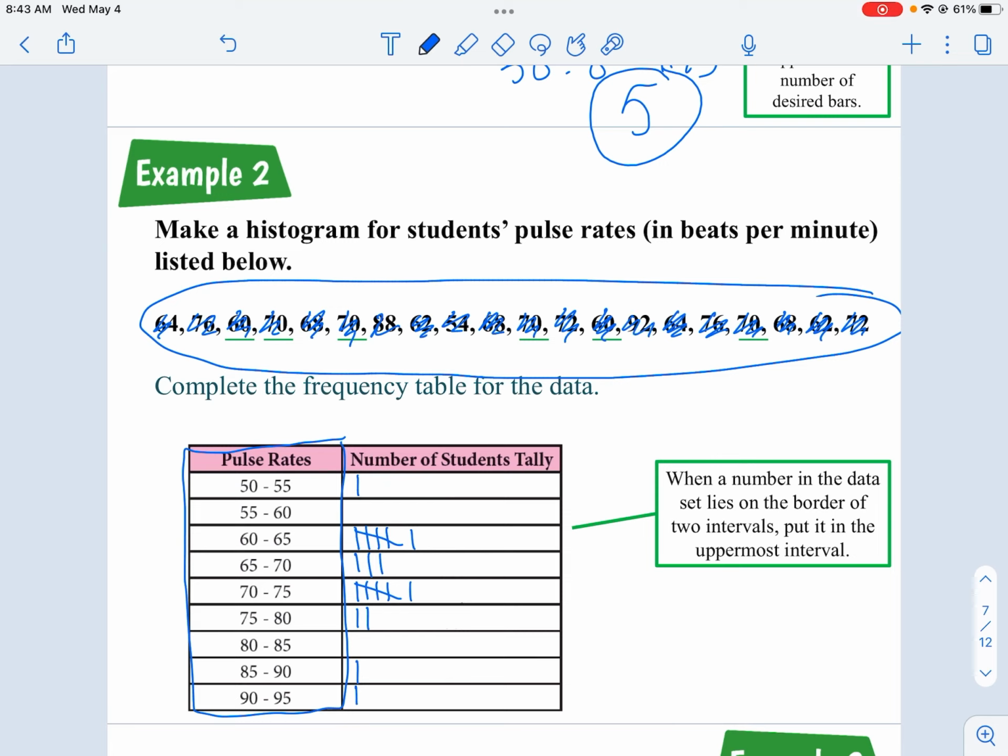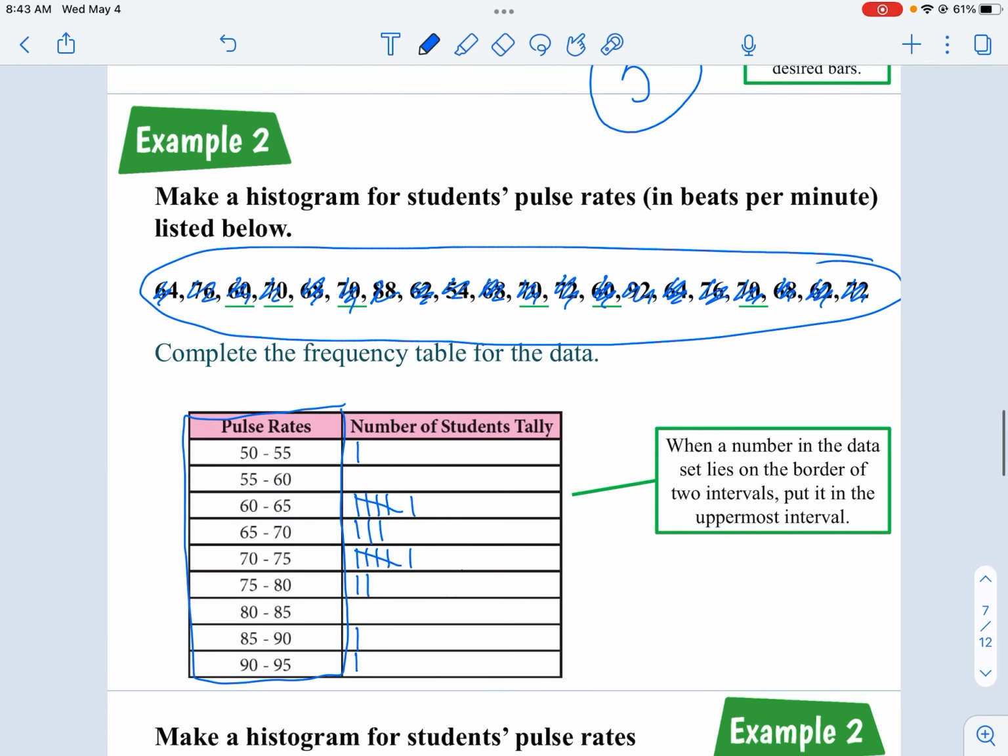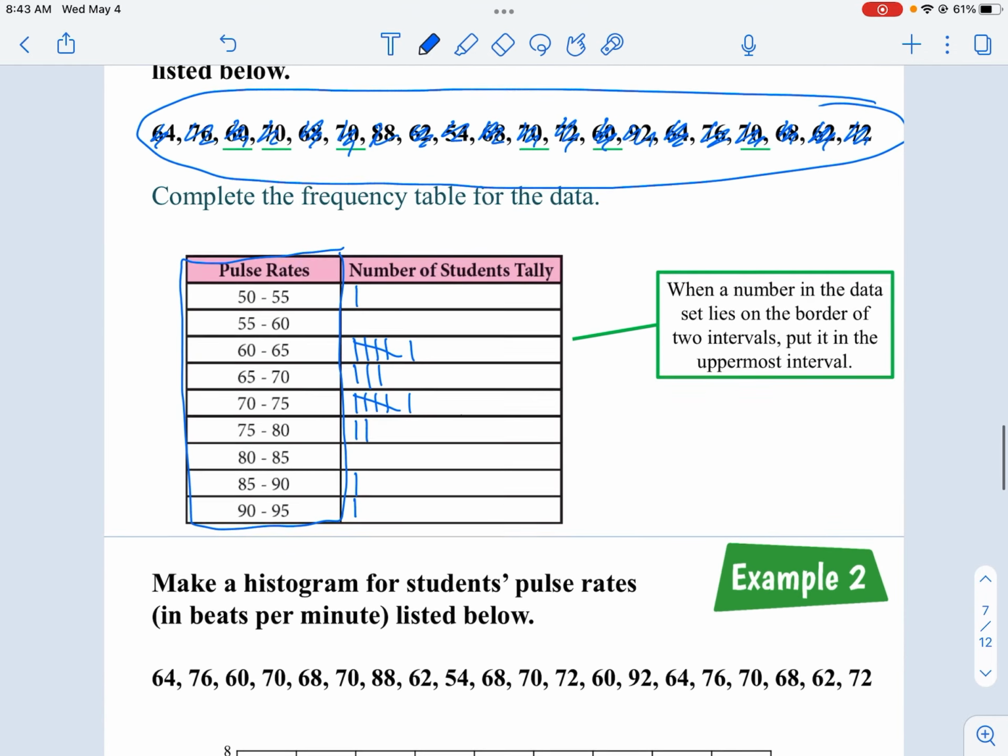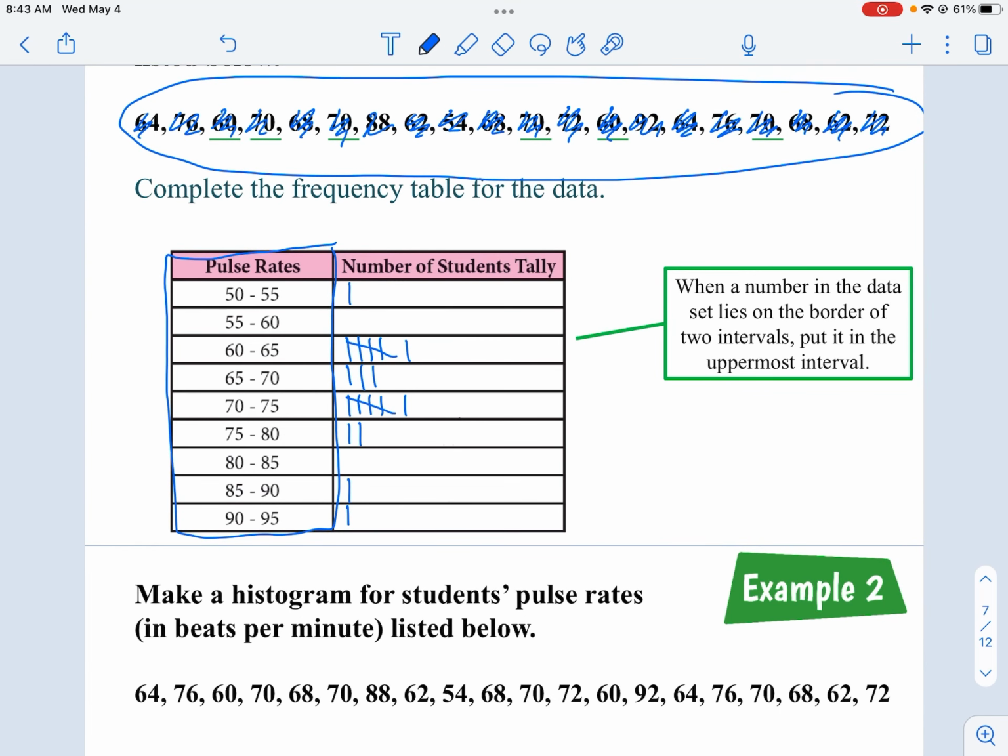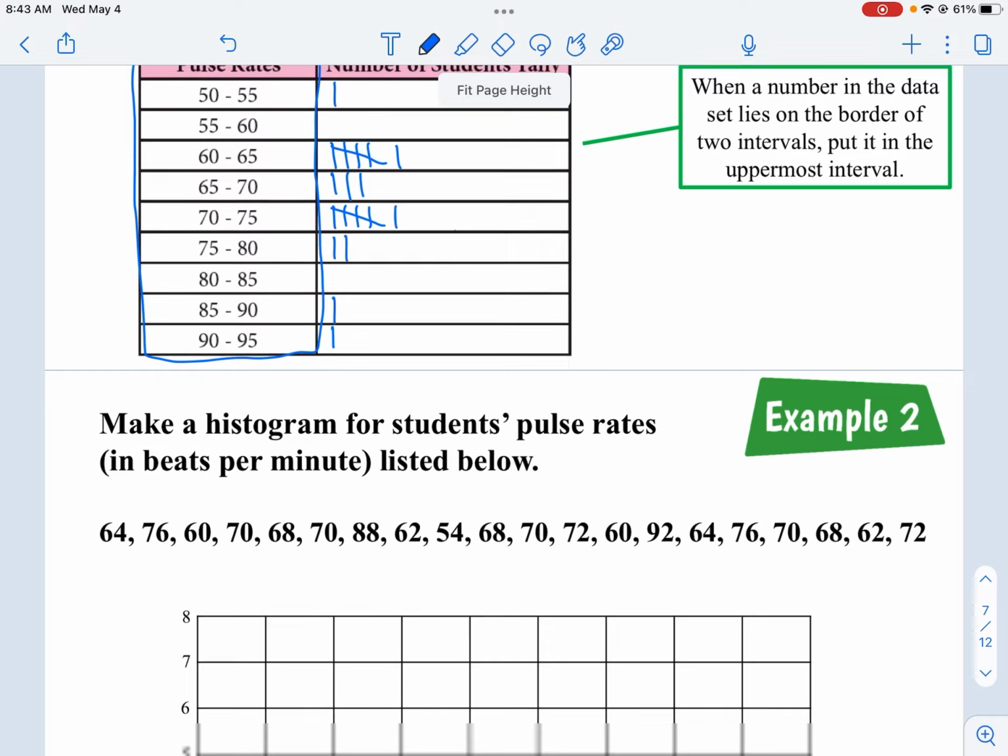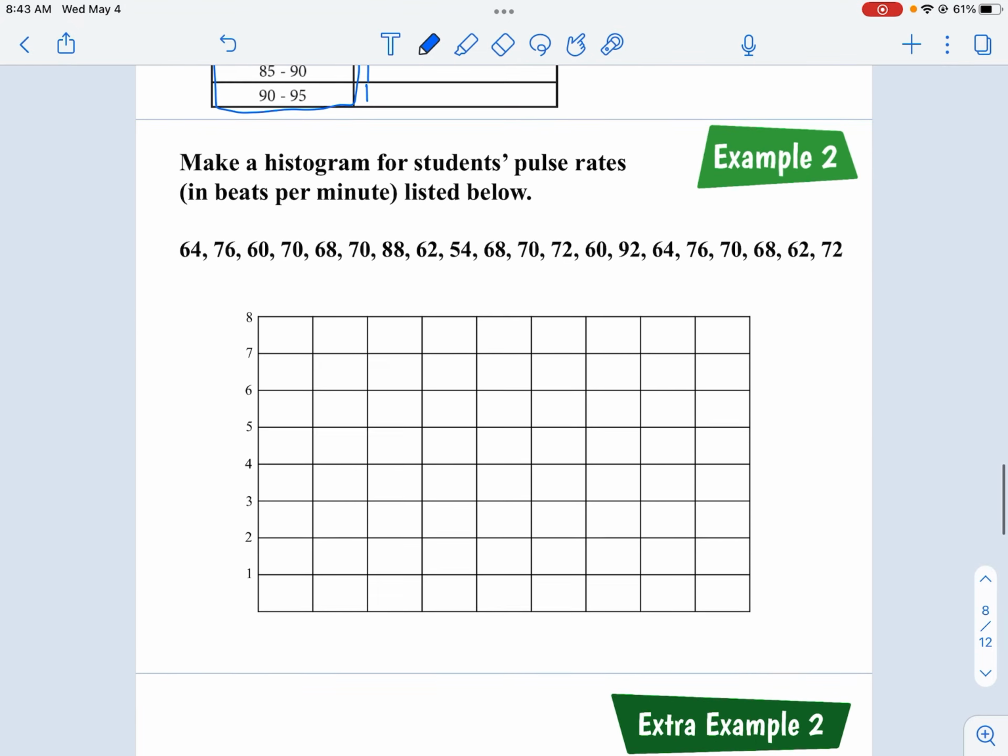If you want to make sure you got the correct number of tallies, go back up to your data and count to make sure. Okay. And then this is just a little note on the side. It says when a number in the data set lies on the border of 2 intervals, put it in the uppermost interval. Okay. Next, we are making a histogram for the pulse rates.